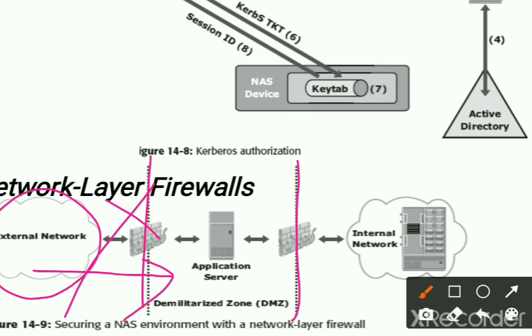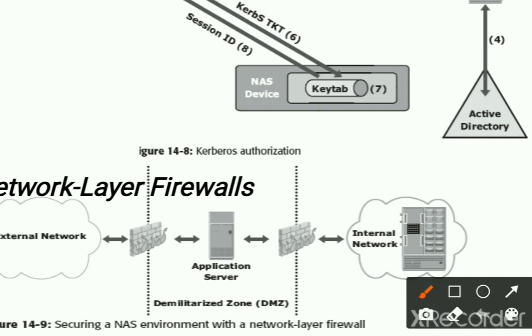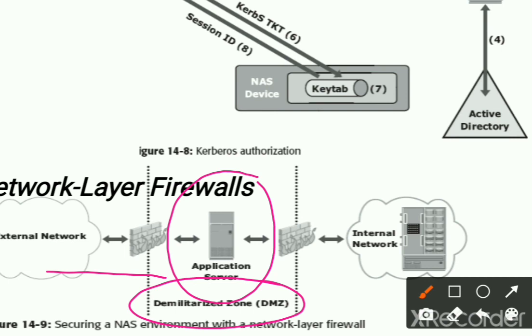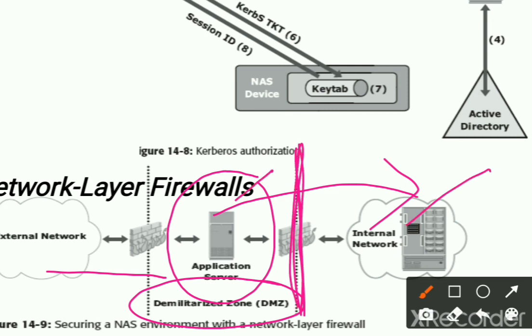If it is an authorized user, a demilitarized zone is created, where the user accesses the data from the application server. He is not allowed to directly enter the organization's internal network. Though the client feels he is accessing the internal network, that is not the case. Whatever he accesses is through the application server, and another firewall is provided between the application server and the internal network.